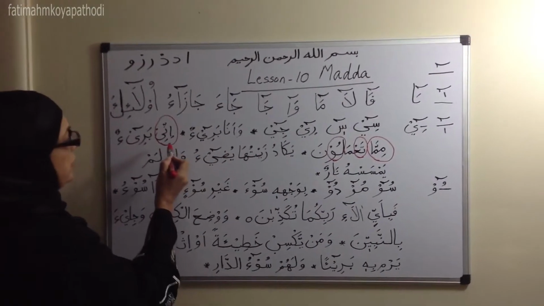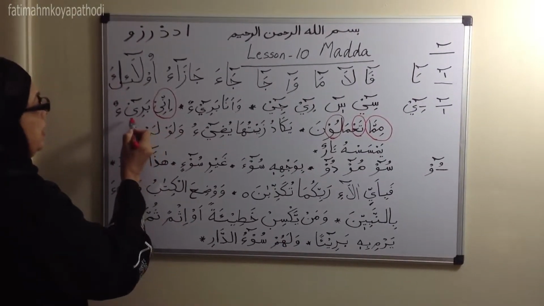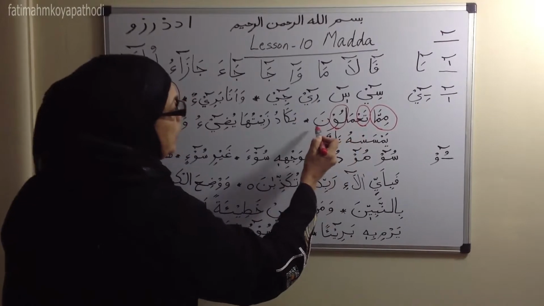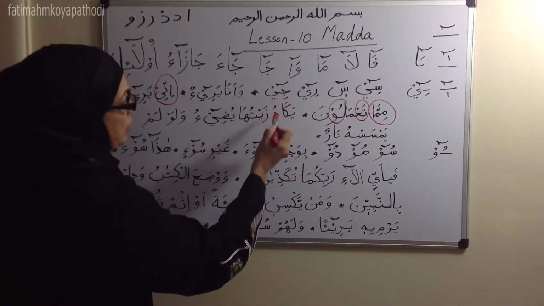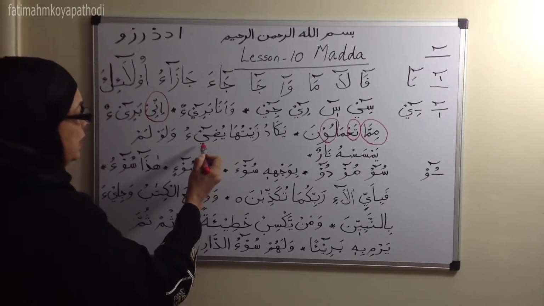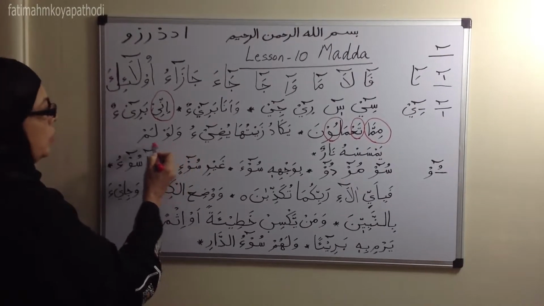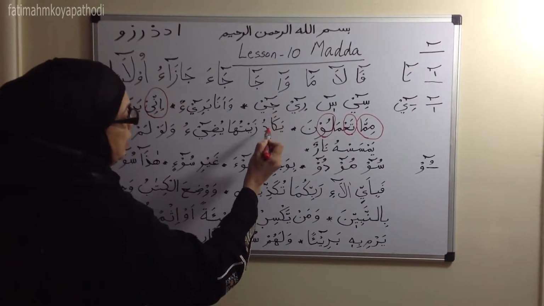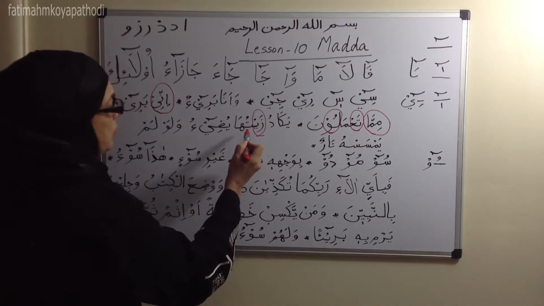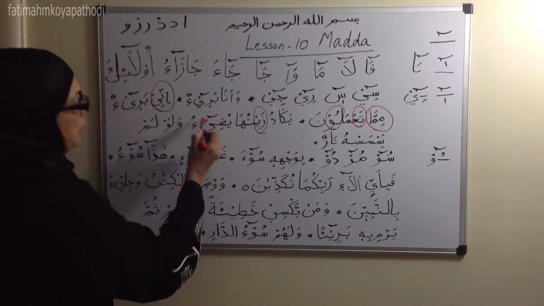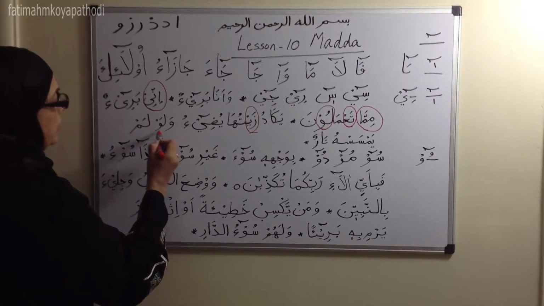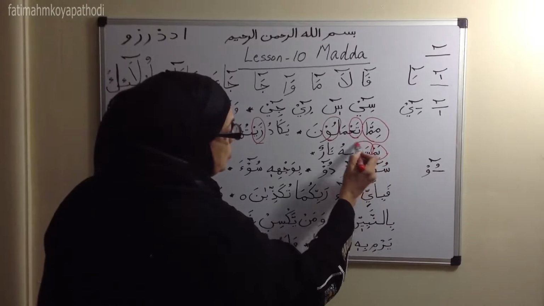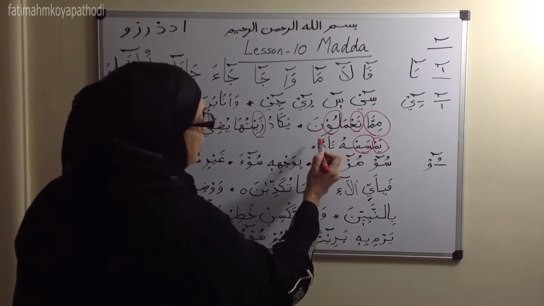So it goes, reads together. Inni bari'un. Yakadu zaituha yudi'u walau lam yamsashu narun. Ya fata, ka lengthen fata, du dhamma, zai diphthong, tu dhamma, ha lengthen fata, yu dhamma, double madda, u dhamma, wa fata, lau diphthong, lam sukun group, yam sukun group, sas sukun group, nar, na lengthen fata, run tanween.